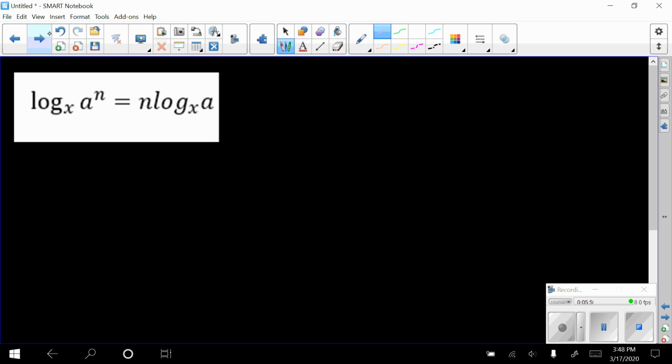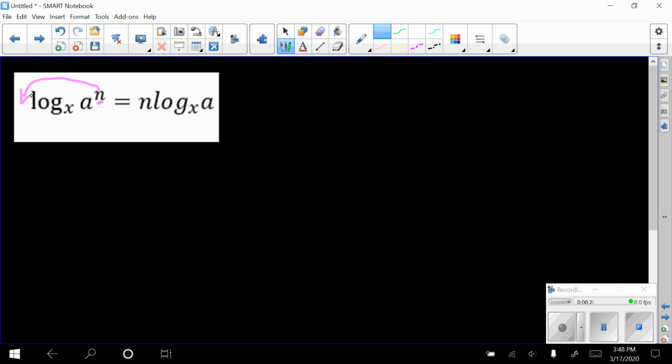In property number three, we're going to use quite a bit, and it looks like this. Log base x of a to the n equals n log base x of a. So essentially that exponent is allowed to move to the front of a logarithm. If I get rid of that 3, this exponent right here can move all the way in front, right there. Okay, so let's actually prove that one.